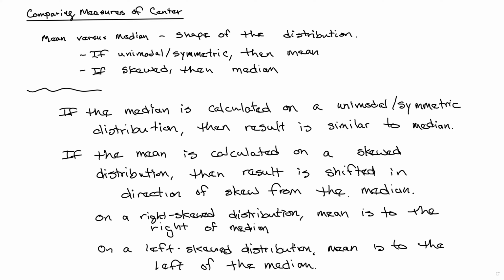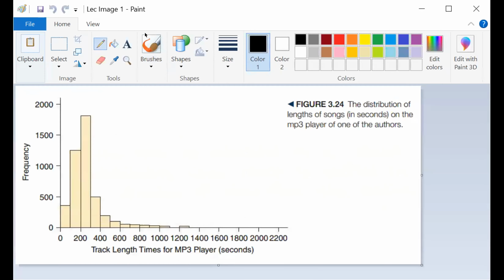All right, so why would that be? Let's take a look at a graph here. What we've got is a skewed distribution. This distribution is the length of songs in seconds on an MP3 player that one of the authors of the textbook we're using put together. If you calculate it with the actual data, the mean is at 250 seconds, and the median is at 226 seconds.